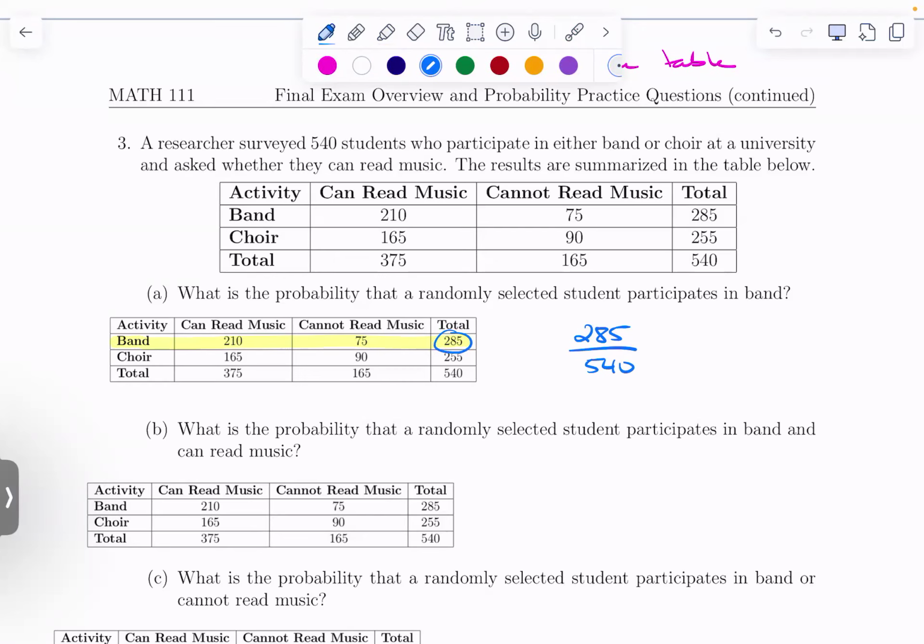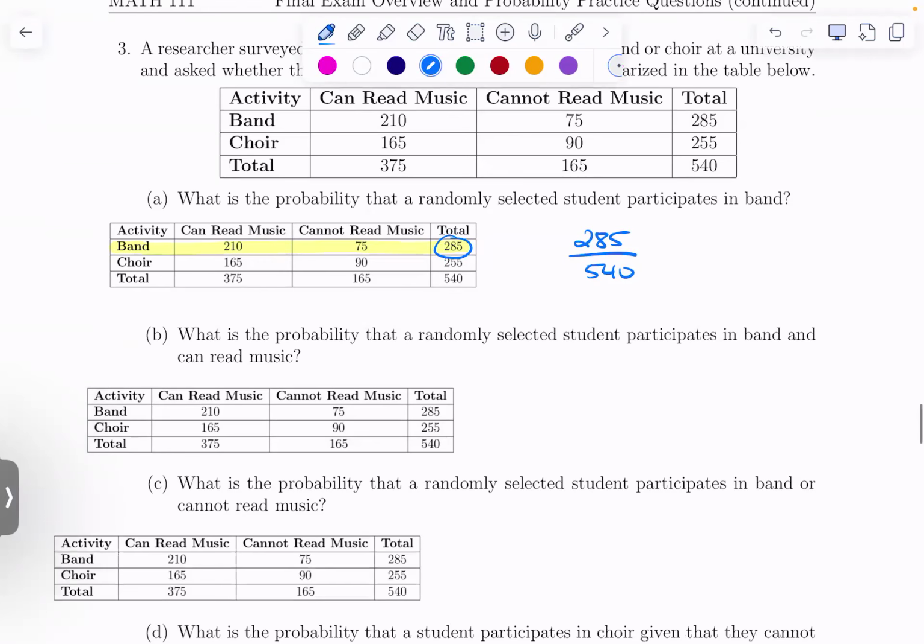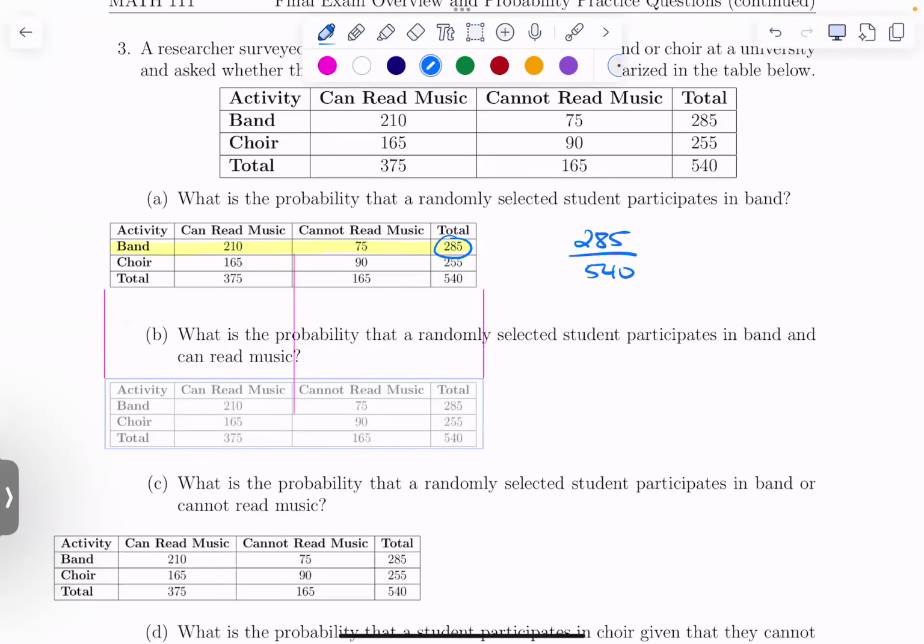You can convert that to a decimal if you want, right? But I'm happy with just the fraction. In this case, I think the fraction's a little bit nicer, right? Because it maps to the table. But you can use a decimal if you want, or give a decimal, I guess.